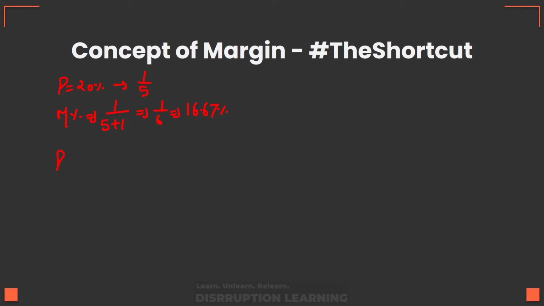Okay. Now let's take one more example. So if profit percentage is 40%, okay, it is 2 by 5, right?